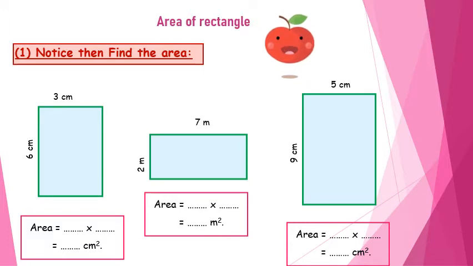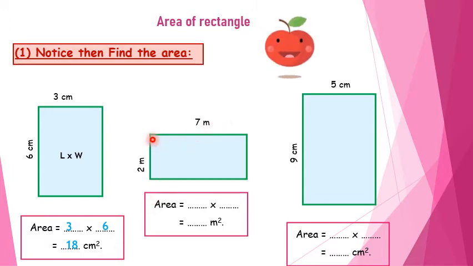Okay, I want to find the area of the rectangles I have here. I know that the area is length multiply width. So I multiply the length I have here, which is 6, by the width I have here, which is 3. Just multiply 3 by 6, it will give you 18. So easy and simple. All I'm going to do is multiply the two numbers together, the length and the width.